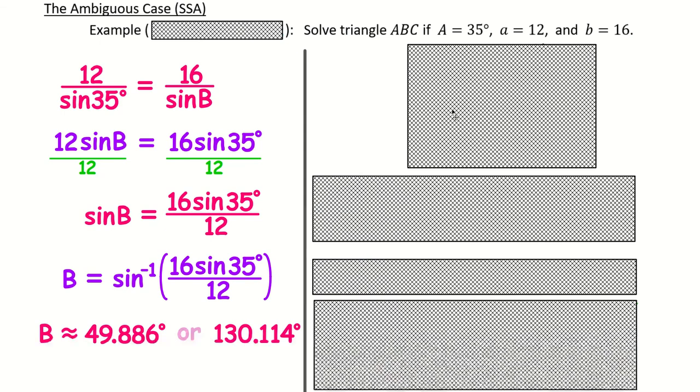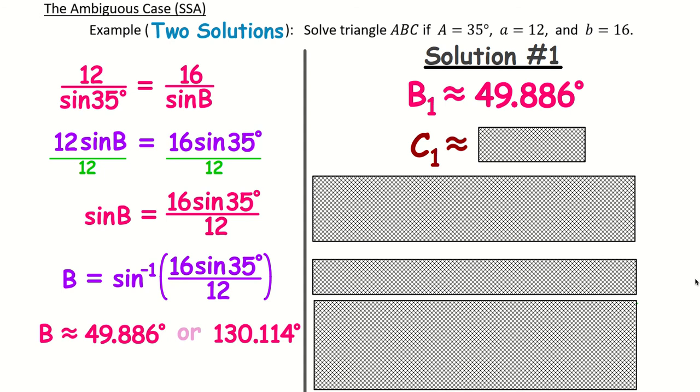Okay? So here's what we have. We have 2 totally different solutions. We have one solution where we choose this as our angle B, and then we're going to have an entirely different solution where we choose this as our angle B. It's like a fork in the road, and if we go down this path, we get certain answers, but instead, if we go down this path, we get different answers. So here we go. Solution number 1 is where we choose this as our angle B. Okay?